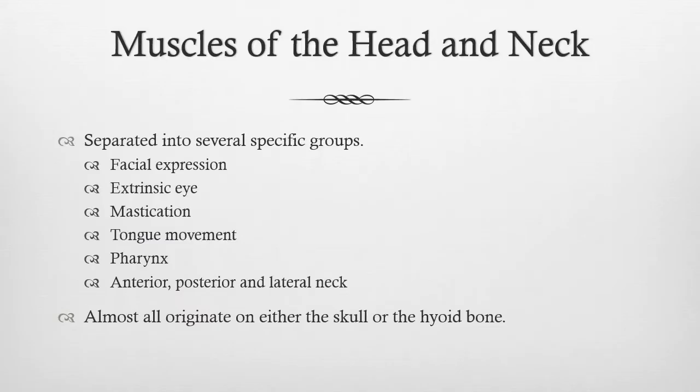So we'll start out looking at the head and neck for the muscles that we have here. We have those individual muscles of facial expression. We have muscles that can move the eye, the extrinsic eye muscles. We have muscles of mastication, our chewing muscles. Those are near the facial muscles as well. We then have muscles specific to the tongue, both intrinsic and extrinsic muscles. And then we have muscles of the pharynx and down into the neck, attaching into the hyoid bone.